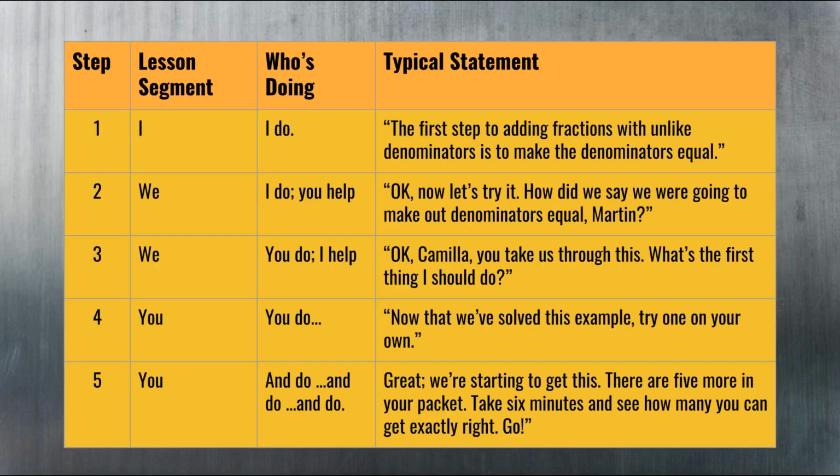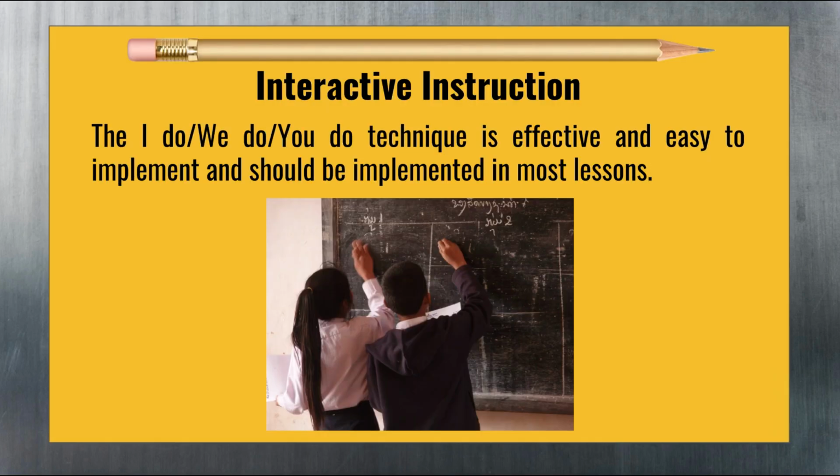The I do, we do, you do is best applied in a 5-step process. This process allows for the gradual transition of responsibility, provides ample time to practice, and leads to the mastery of the task or skill. The I do, we do, you do technique is effective and easy to implement and should provide a solid framework in most lessons. Students gain mastery through ample and proper practice.